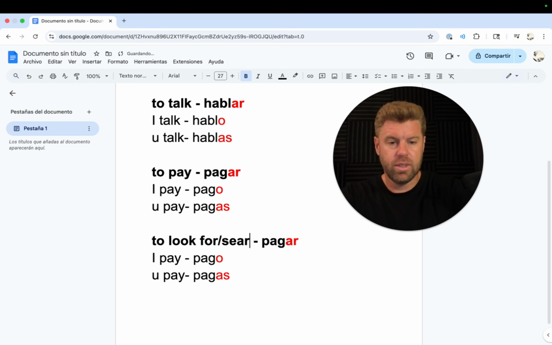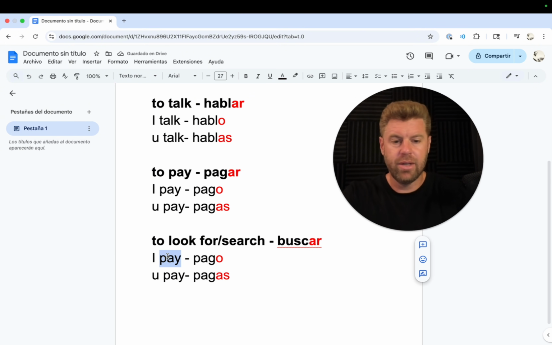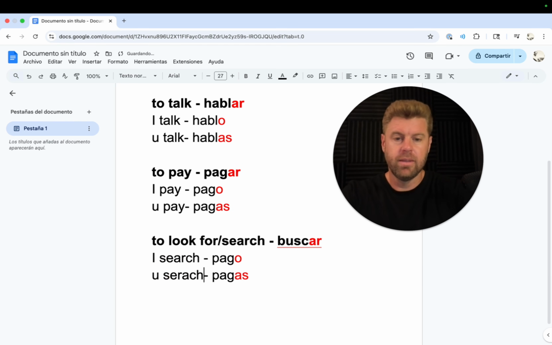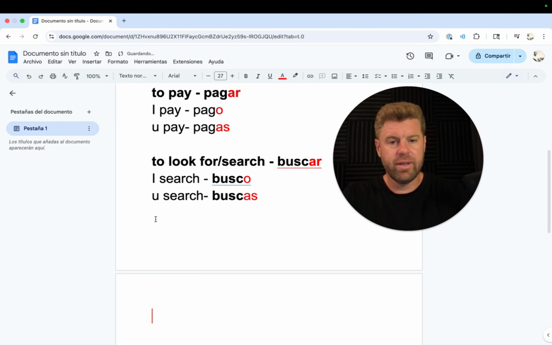Another super high frequency word is to look for or to search for something. It's going to be buscar. Let's look at that pattern again. You already know I look for, or let's say I search, or I fetch even. It's going to be the same thing. Literally I could copy paste this. Busco, buscas.